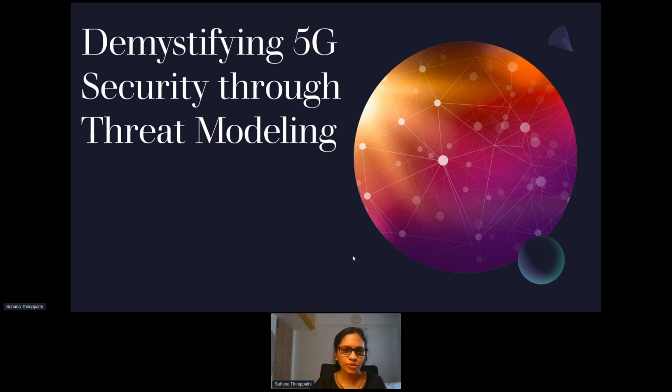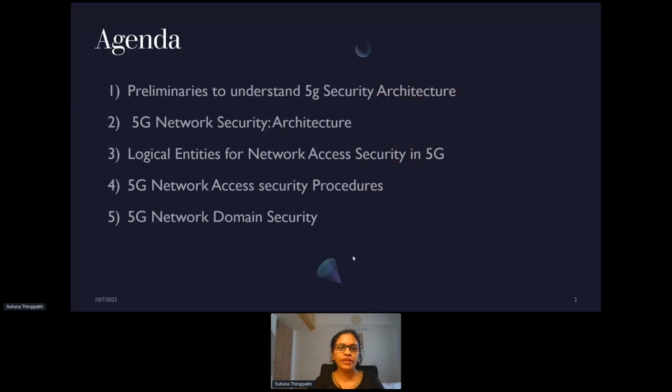Today's topic is going to be on 5G security through threat modeling. Let me get into the agenda. First, let's cover the preliminaries of 5G security architecture, then get into 5G network security architecture, then the logical entities for network access security in 5G, then 5G network access security procedures, and 5G network domain security.